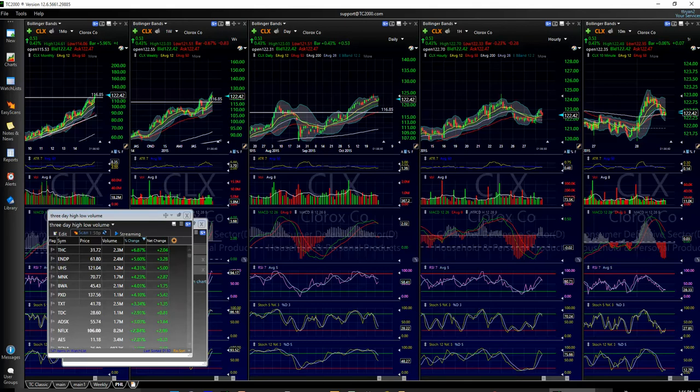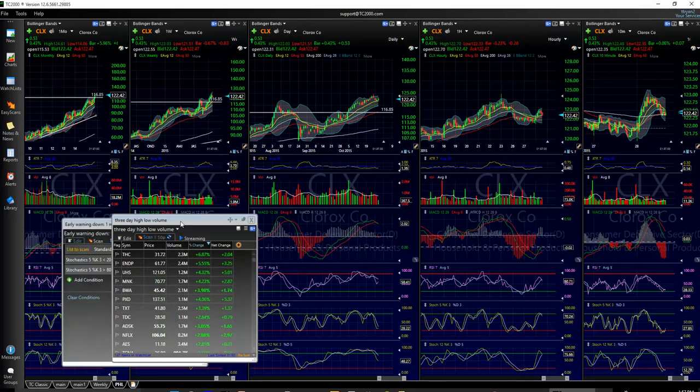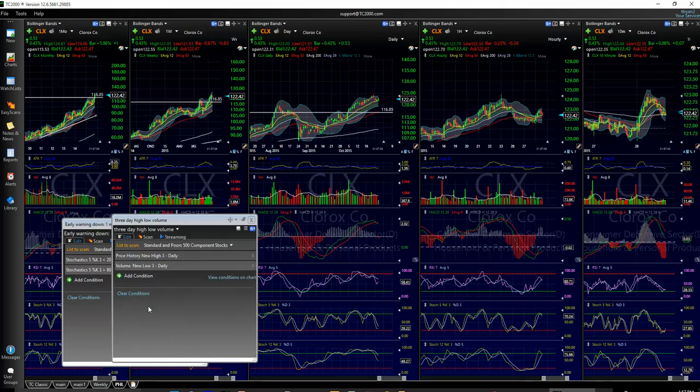So what we want to do is use TC2000 to find stocks at the start of every day which are liable to move in the direction we want. In this case, short. So what I'm going to look for is stocks, and one of the best ways to do that is look for volume changes. So this is a scan which I've done, which is the stock is at a new 3-day high and volume is at a new 3-day low.